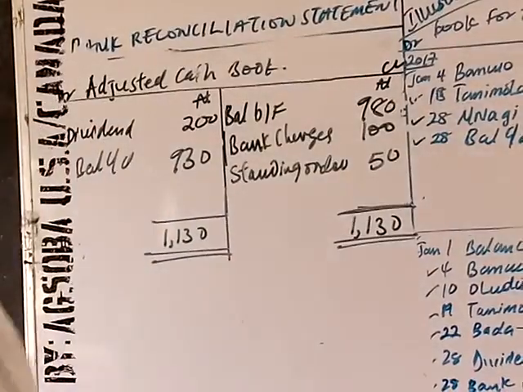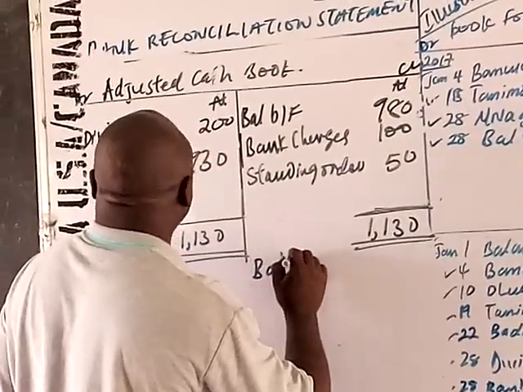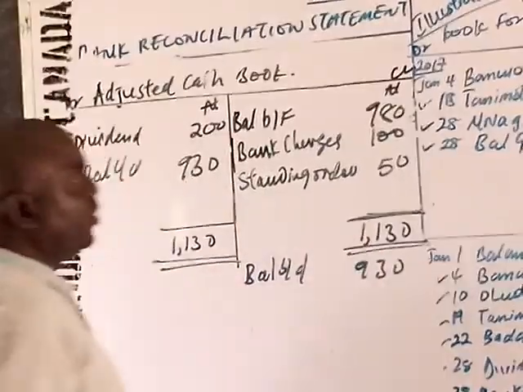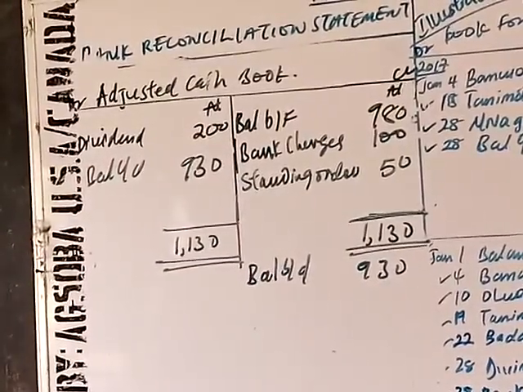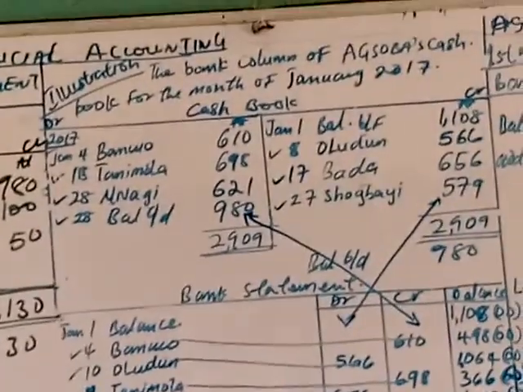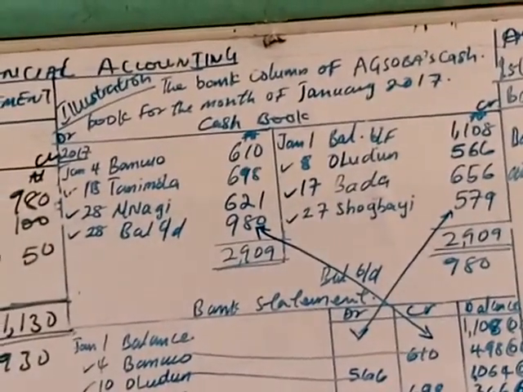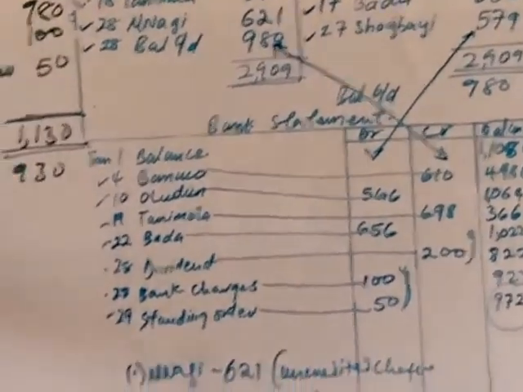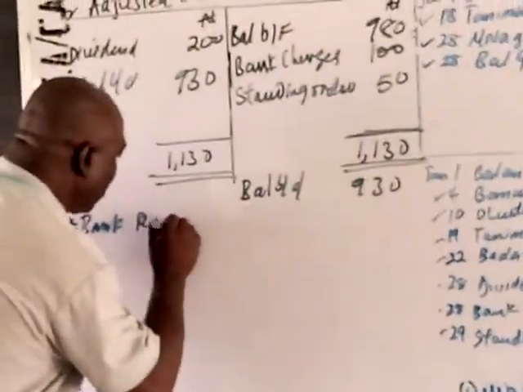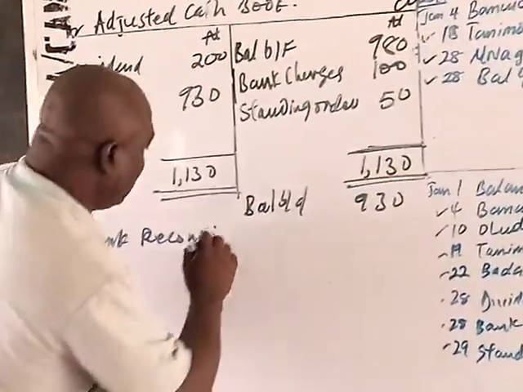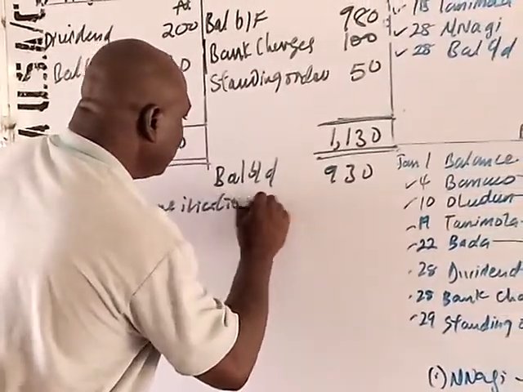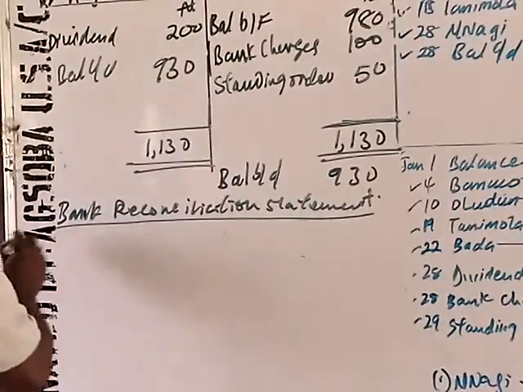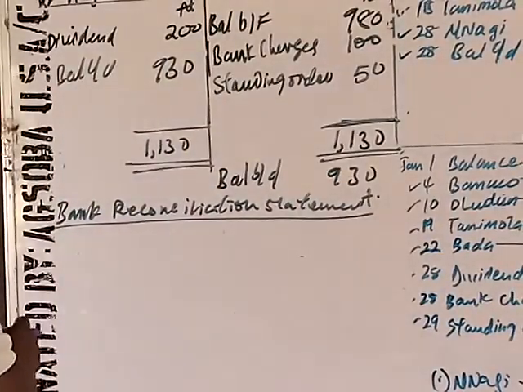Now, if you look at this, are we really right? Our balance brought down will be 930. But looking at the question, are we really right? We should be right. We'll go ahead. So we'll go to the bank reconciliation statement. You underline. Bank reconciliation statement. You underline.